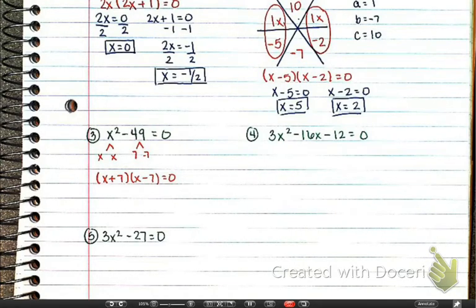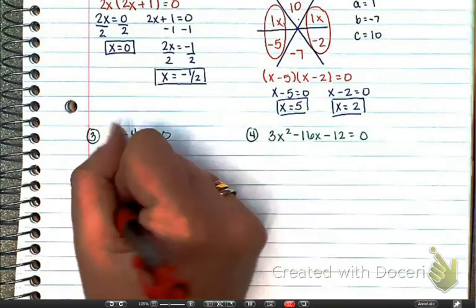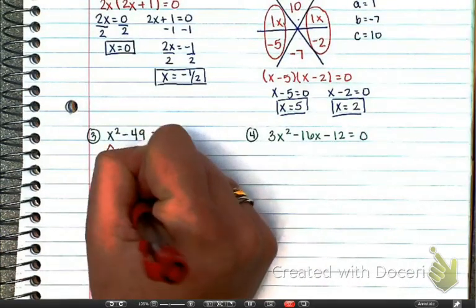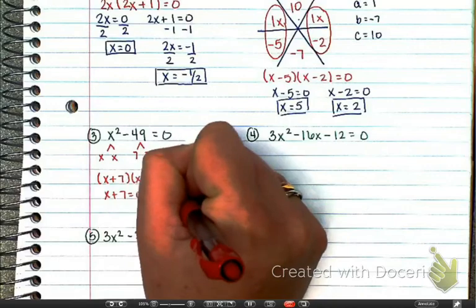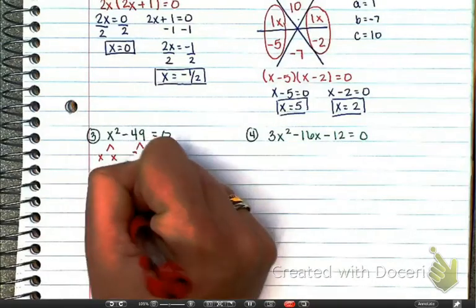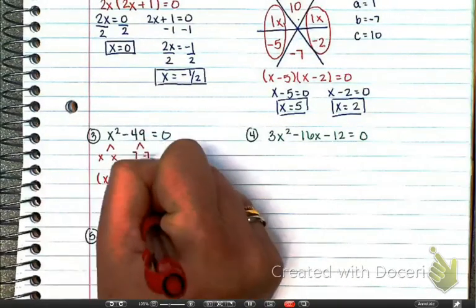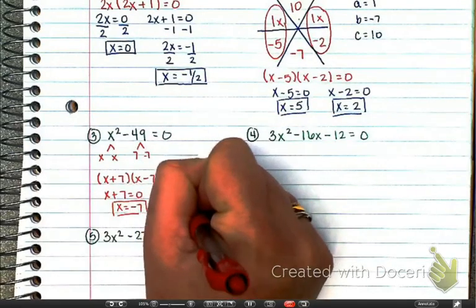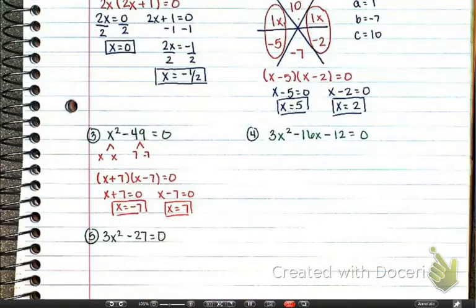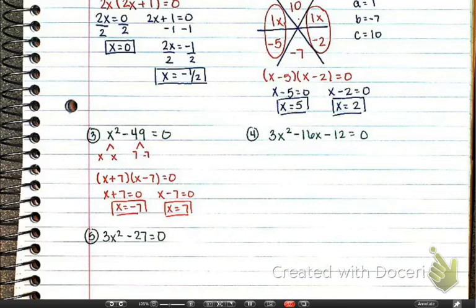If you use the super X, what's A? 1. What's B? 0. And C? -49. Okay? I'm going to set each of these equal to 0. So x equals -7 and x equals +7. Okay. Number 4.